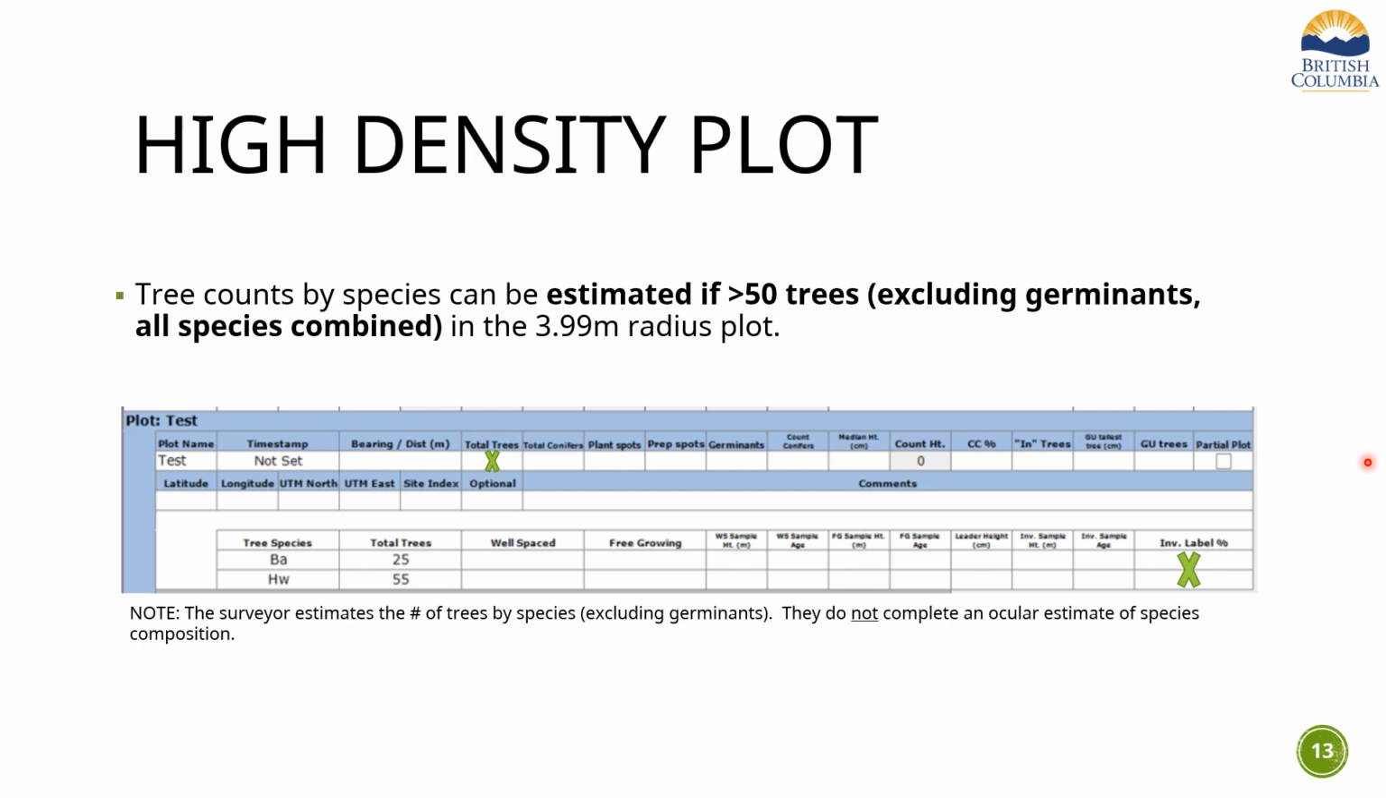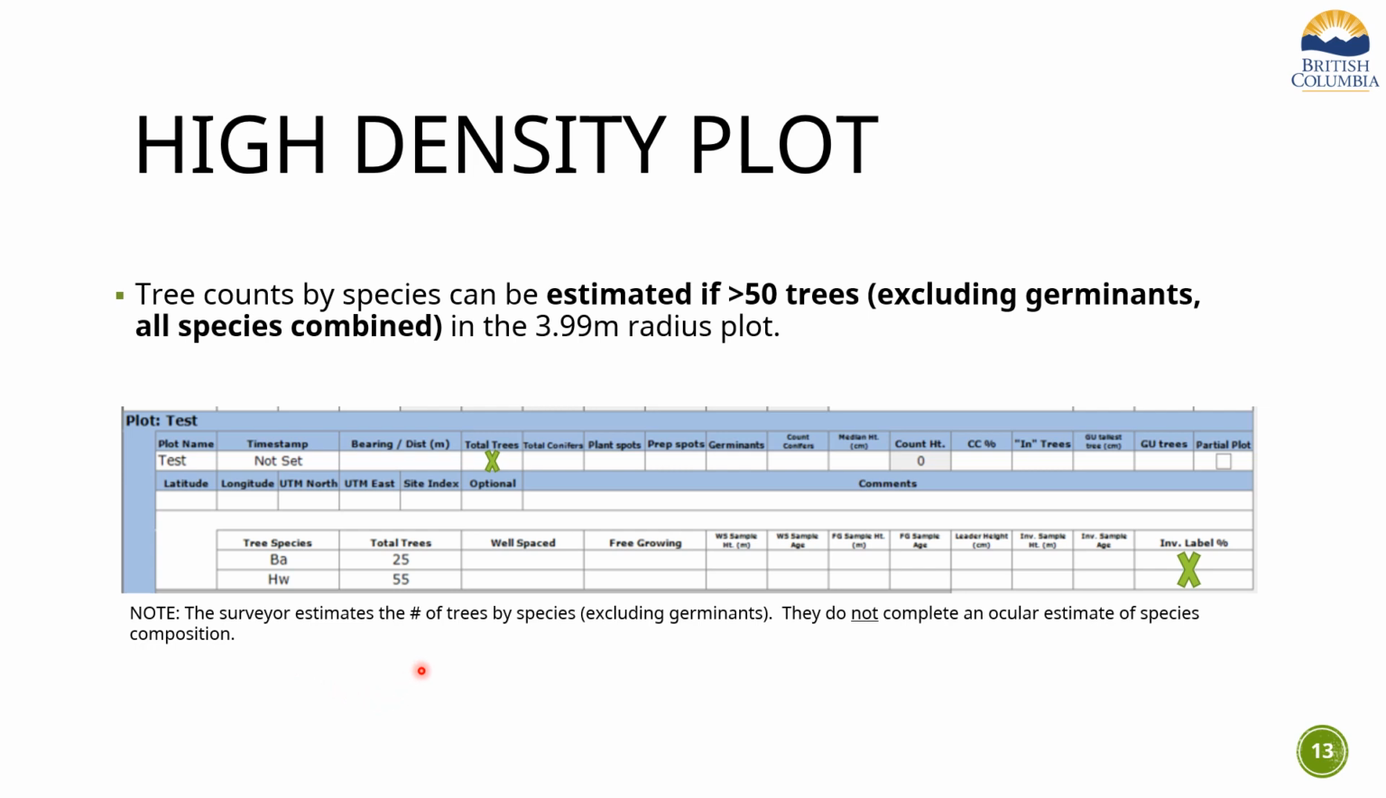If you have 50 trees, all species combined, in your 3.99 meter plot, and this excludes germinants, then it is reasonable to estimate by species your total tree tally. I just want to emphasize that we're not switching back to ocular estimates in these situations. Instead, we are estimating the number of trees present within the plot by species.